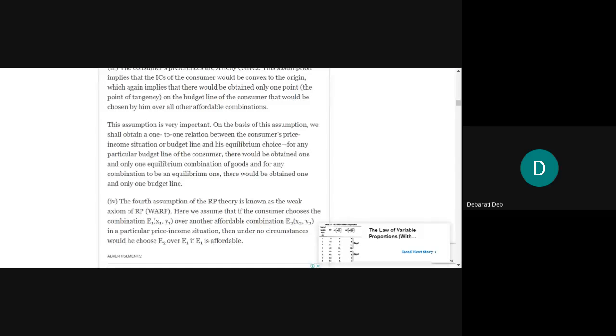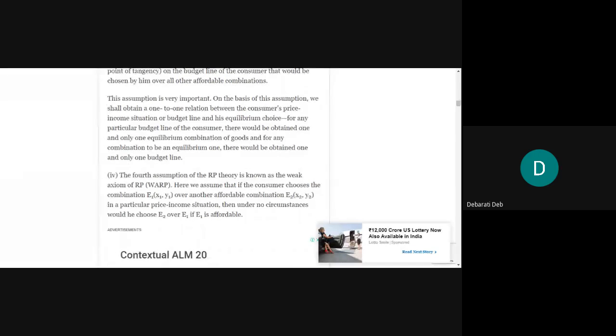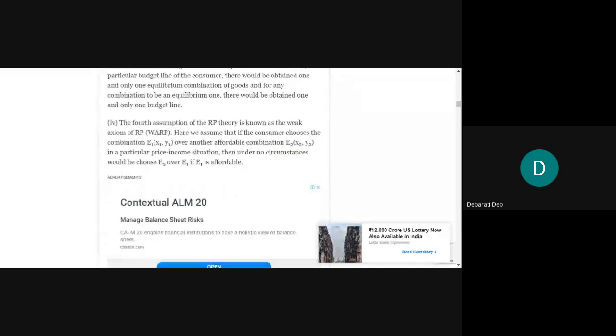Simply put in words, there will be only one budget line and only one equilibrium combination of goods. We will not consider all those other situations. We will not shift the budget line, we will not bring back the budget line, we will not do all those things. Only one combination of goods will be the equilibrium one, and only one budget line of the consumer will be considered. That is what this point, or this paragraph, is saying.